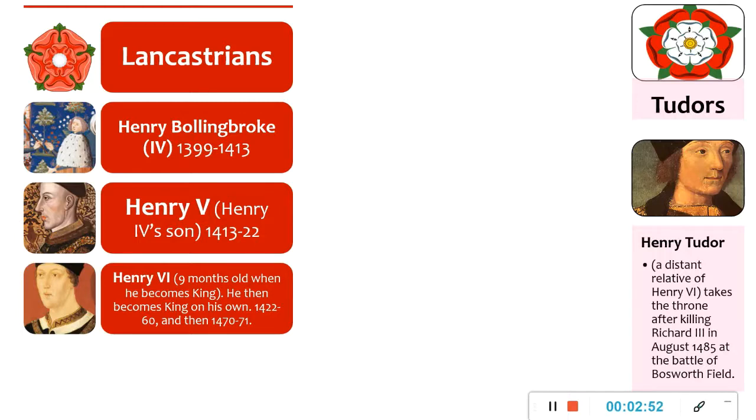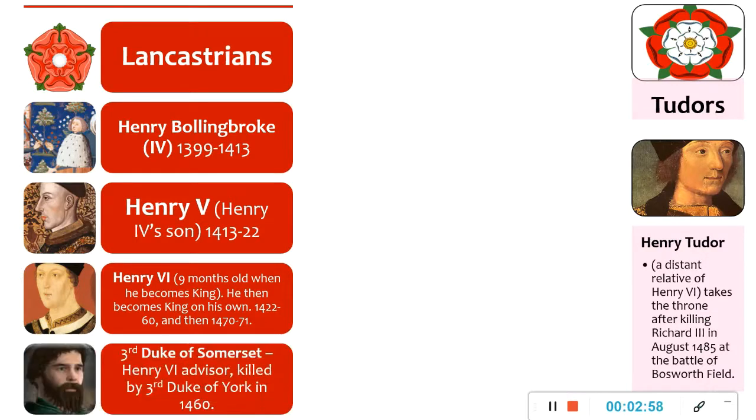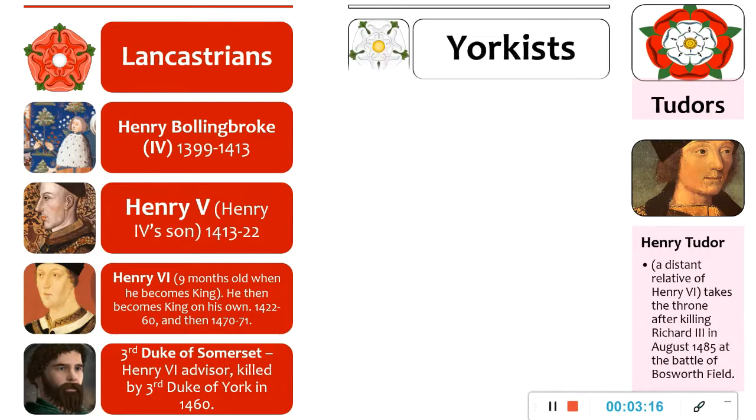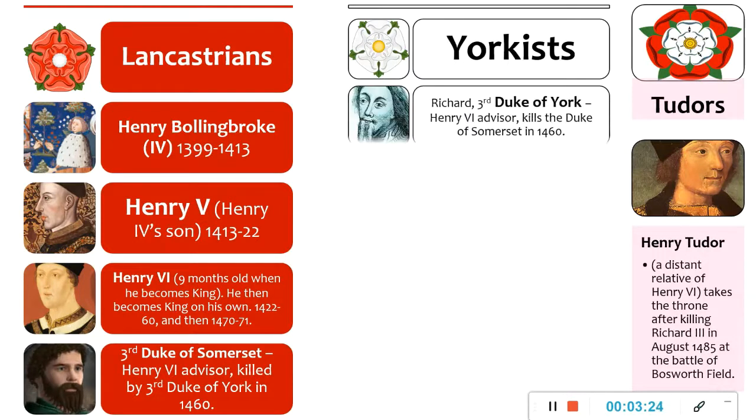He needs a period of regency, and he receives advice most notably from the third Duke of Somerset. Henry VI's advisor is a very powerful baron, and we're going to see what happens to him, particularly how he is eventually killed by the Duke of York. And that brings us to the second family we need to fill out on our sheet, the Yorkists, the Lancastrians and the Yorkists being the two rival baronial families of the age.